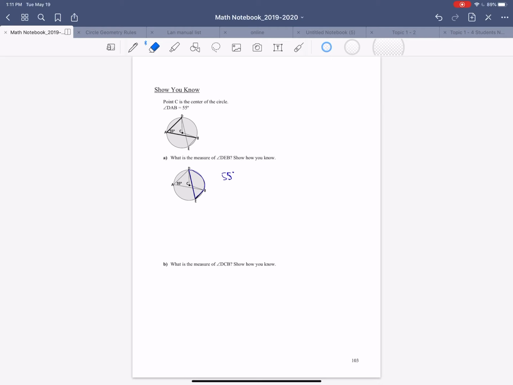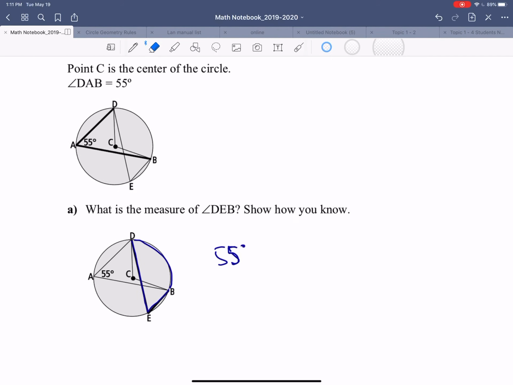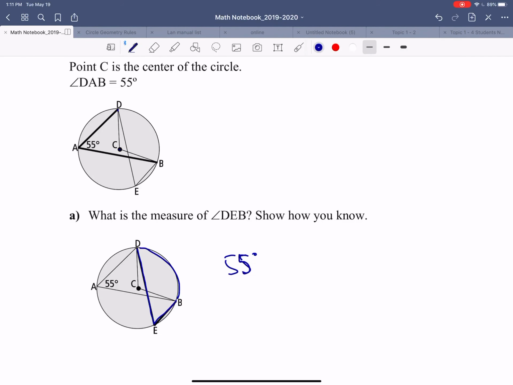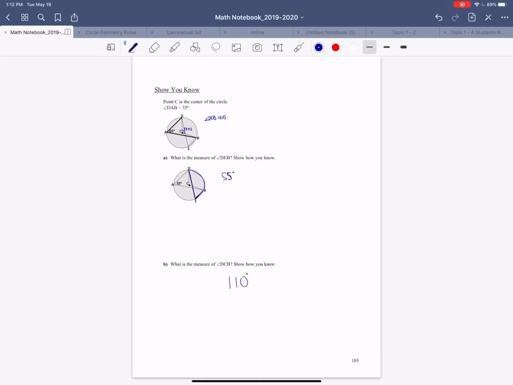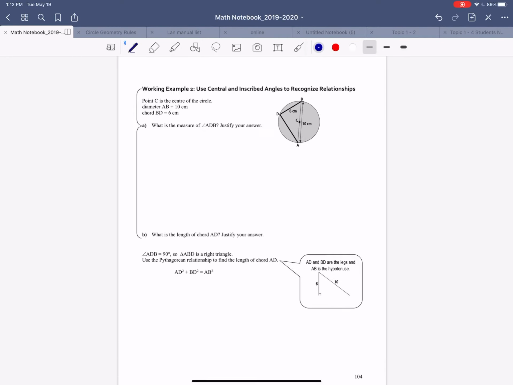So we can just write 55 because they're the same. What's the measure of DCB? Where's DCB? That's our central angle here. Does it have the same chord as our previous two smaller angles? Yes. So if this is 55, this should be 55 times 2, which is 110. Angle DCB equals 110. Great, next.